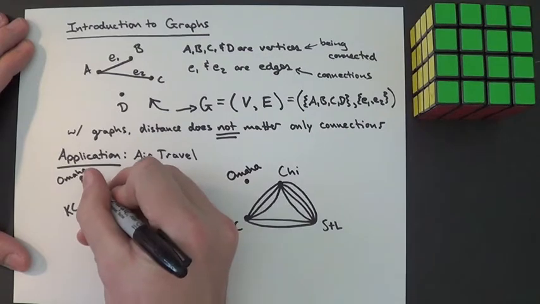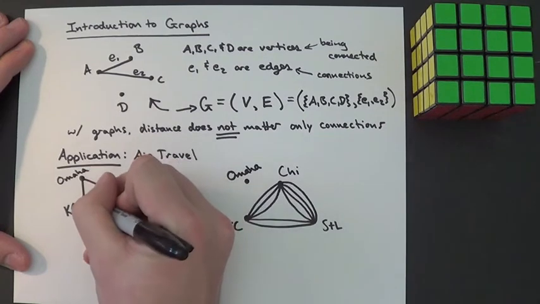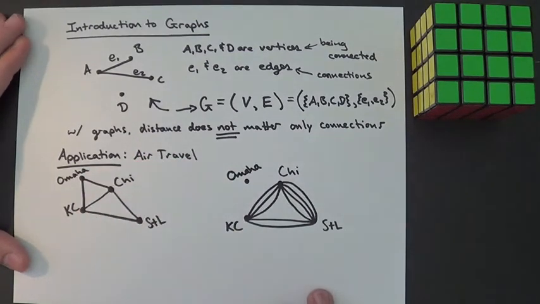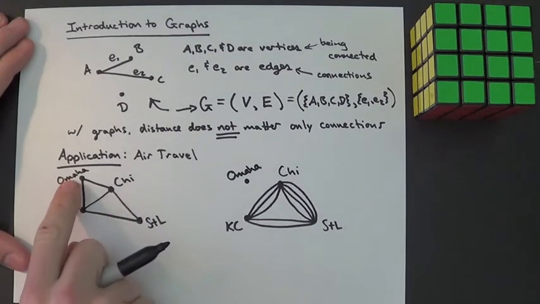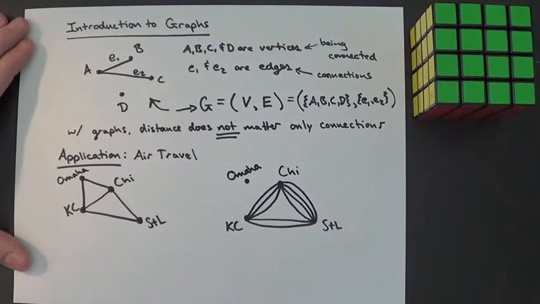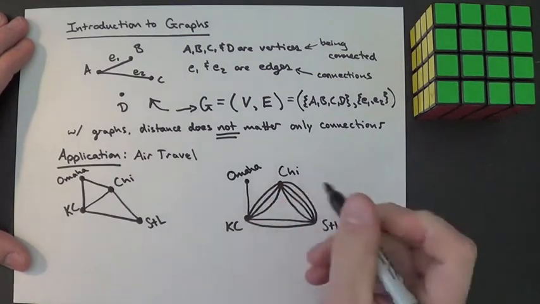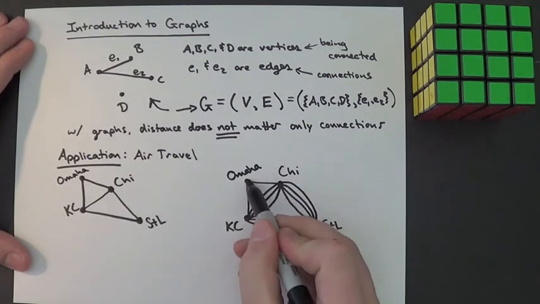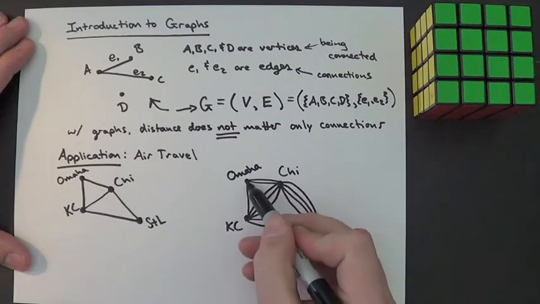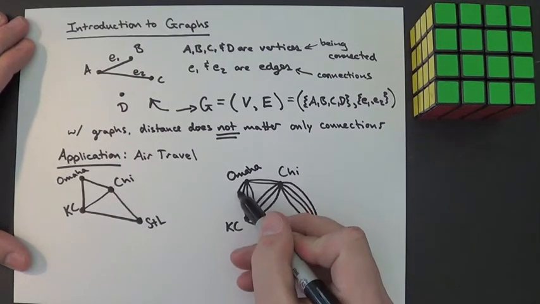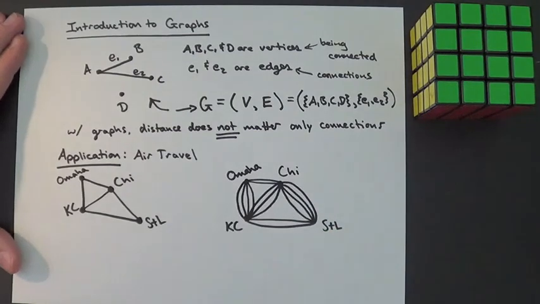And let's say, for example, you can only fly between Omaha and Kansas City and Omaha and Chicago. In other words, there are no flights to get from Omaha directly to St. Louis. We can express it in this way. Let's say there's 2 flights between Omaha and Chicago and 4 flights between Omaha and Kansas City.